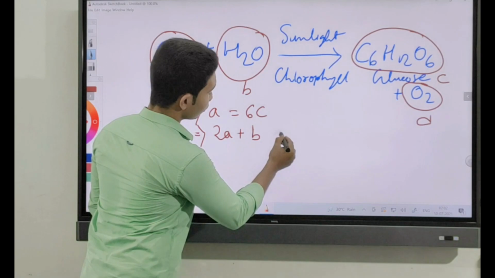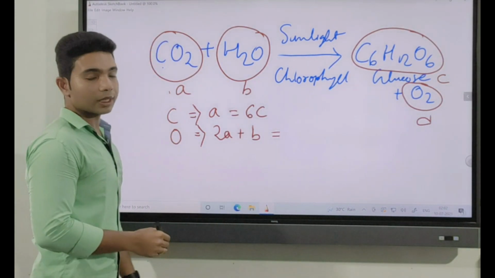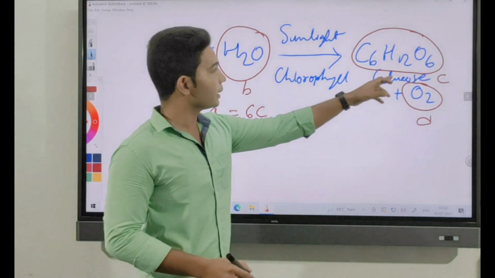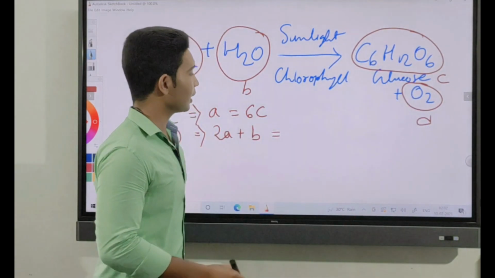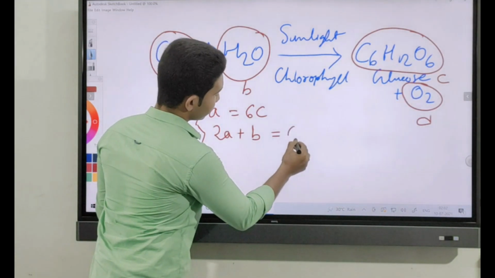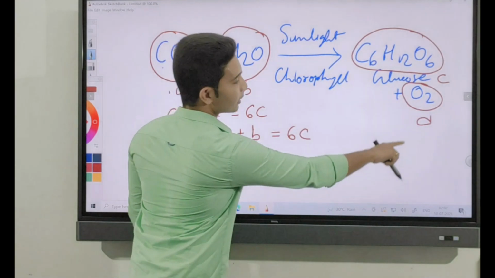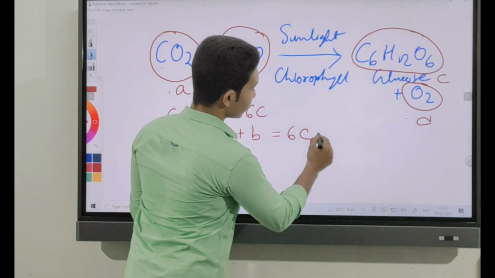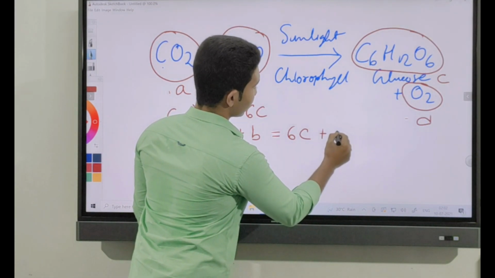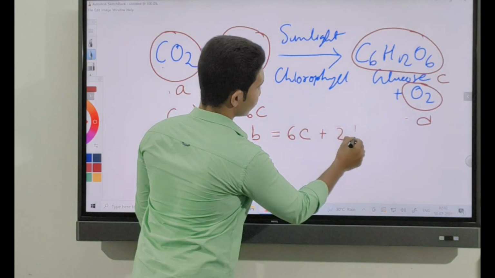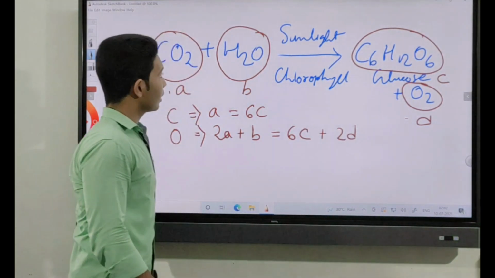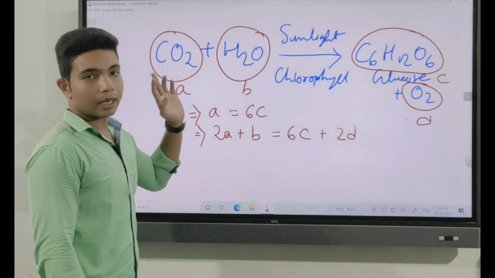Then I am going to the product side. How many oxygens am I getting? In C there are 6 oxygens, right? So I can write 6C, and here in D how many oxygens are there? 2 oxygens. So I can write 2D. Last which is remaining is hydrogen.